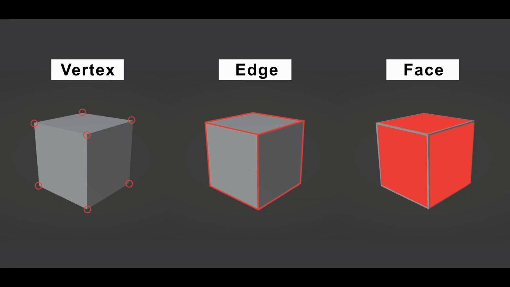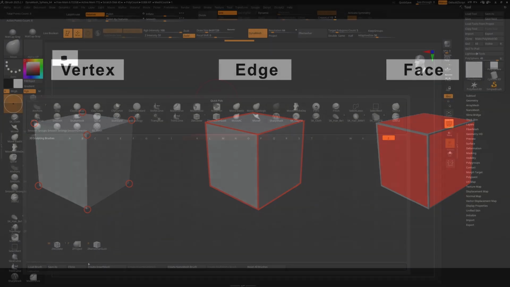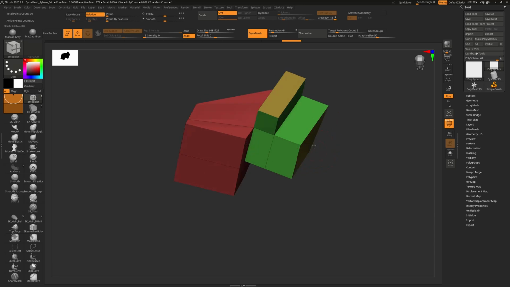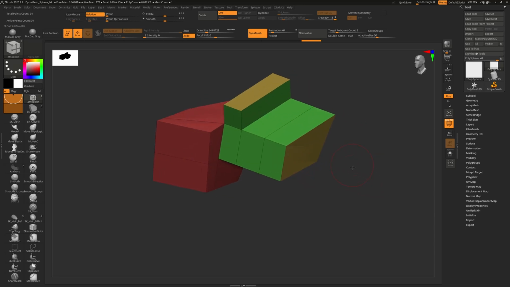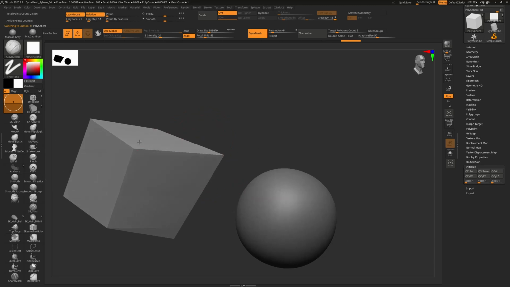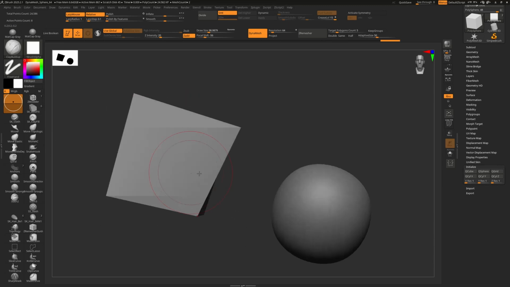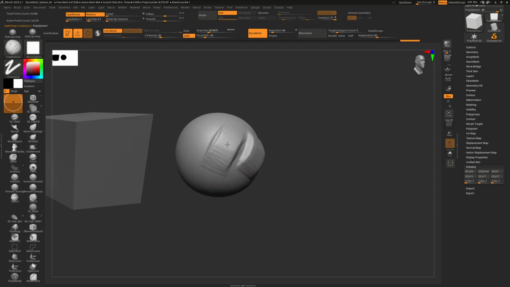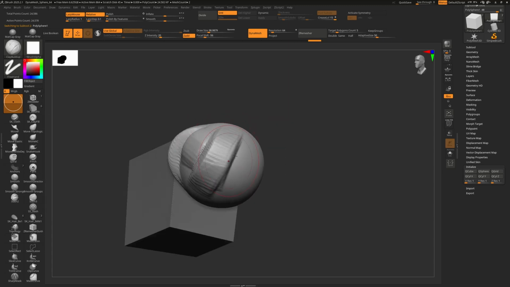A mesh is made up of a collection of vertices, edges, and faces. Using a brush like ZModeler, you can sculpt by editing the mesh at the vertex, edge, or face level. An important concept in sculpting is that brushes affect the vertices of a mesh. To put it simply, a cube with only 8 vertices won't respond smoothly to brush strokes, whereas a high-resolution sphere with more vertices will give much smoother results.